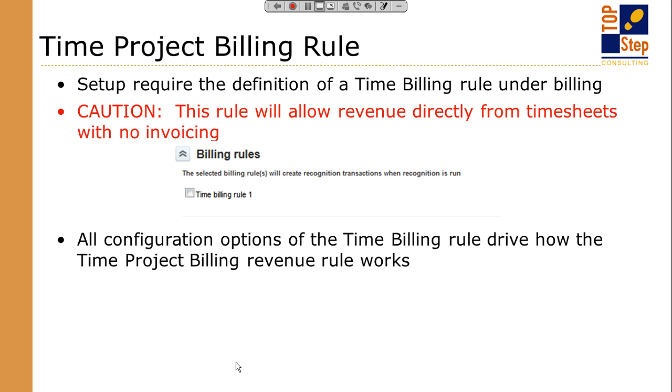Now when you do that and you run billing, it would of course generate charges from the timesheets. This revenue recognition would also recognize revenue directly from timesheets. But there would be a reason why you would do this. Okay?